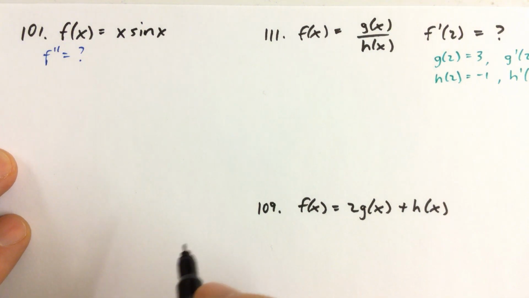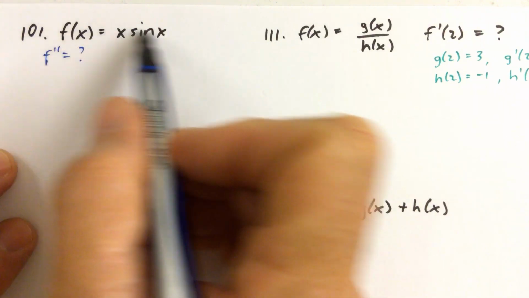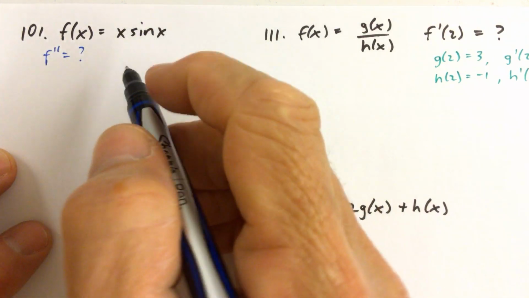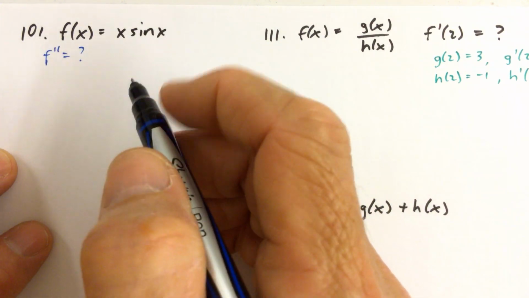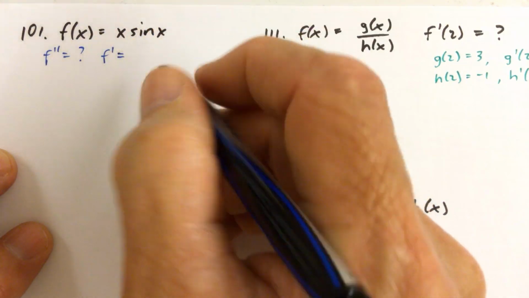Problem number 101. We're trying to find the second derivative of this function. This is the function f of x, and for the second derivative we have to go through the first derivative first, so let's go ahead and find the first derivative, f prime.